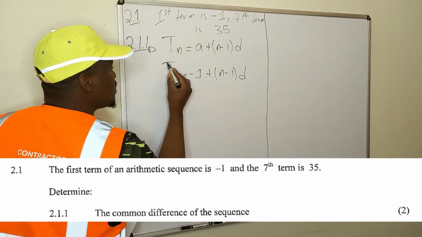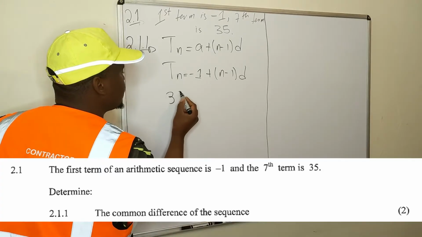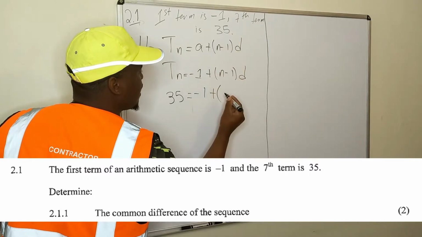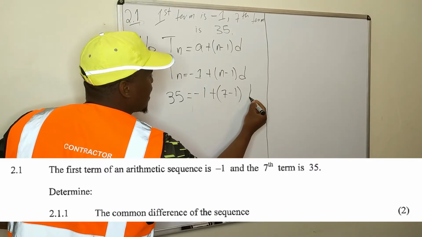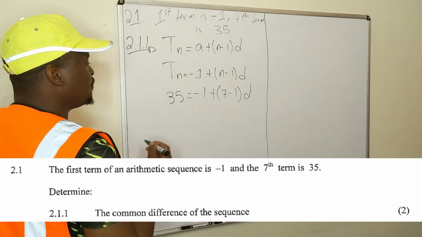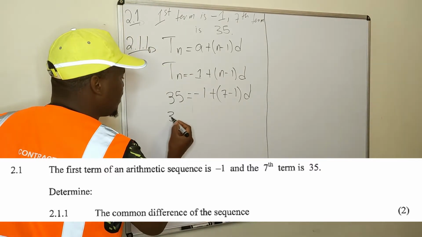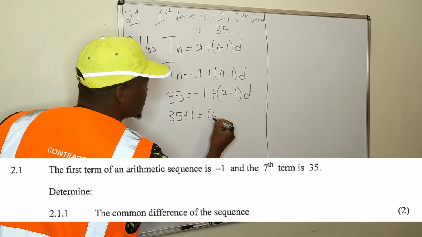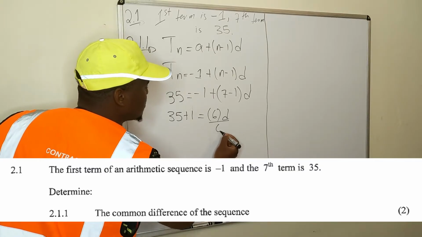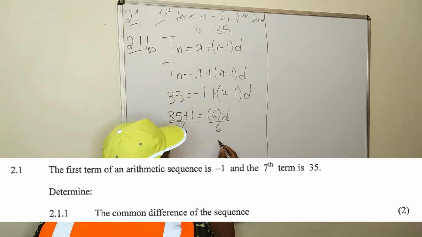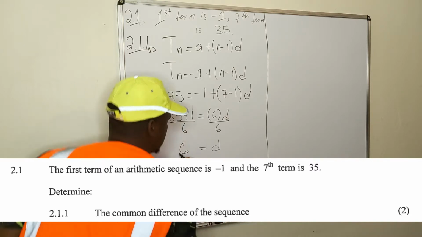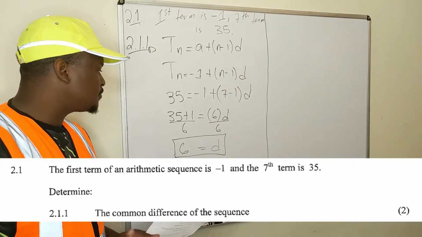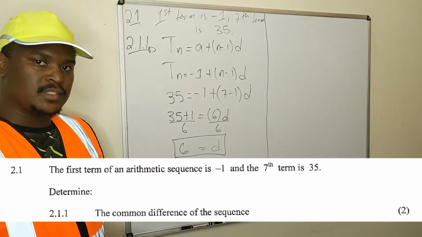So here our Tn is 35, which is equal to -1 plus n minus 1 times D, where n is the seventh term, so 7 minus 1 times D. D is what we're looking for. Then we transpose the 1 to the other side. We have 35 plus 1 is equal to 7 minus 1, which is 6, times D. Then divide by 6, divide by 6. So you will find that your D is equal to 6. They wanted us to find the common difference D, and our D is equal to 6.